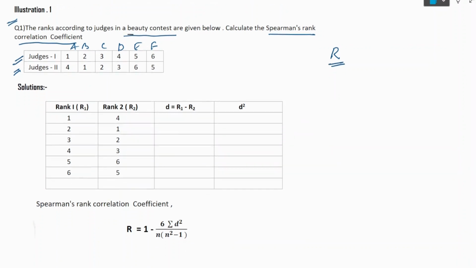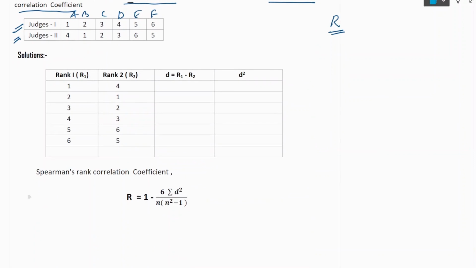First we'll discuss the formula. What is the formula we discussed? R is equal to 1 minus 6 into sigma d square whole divided by n into n square minus 1. Here n is the total number of students. The set of values is given as 1, 2, 3, 4, 5, 6, so n is equal to 6. Now what is d? d is the difference between rank 1 and rank 2.